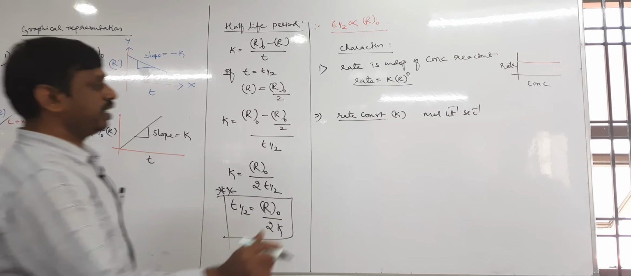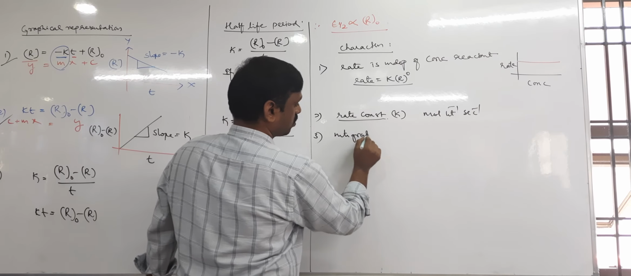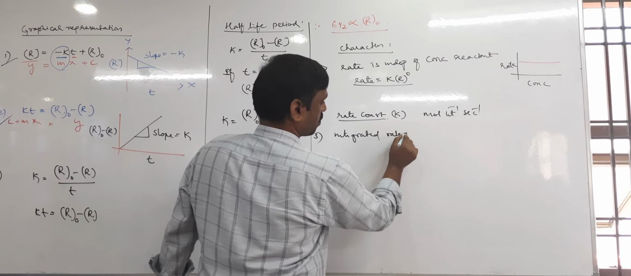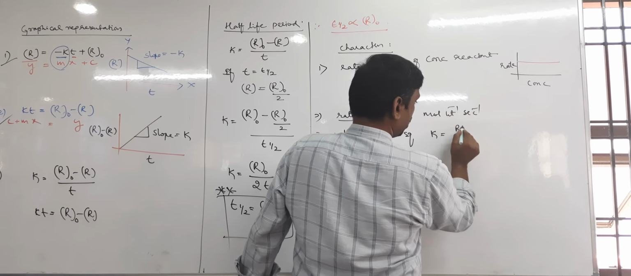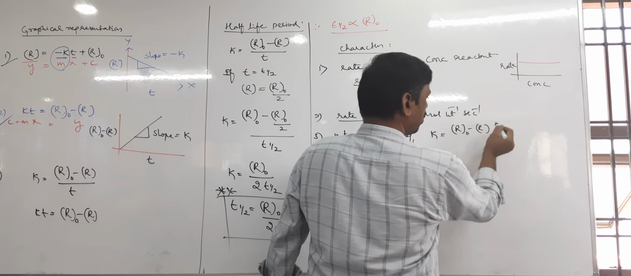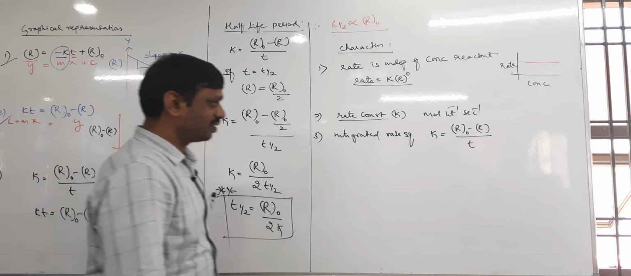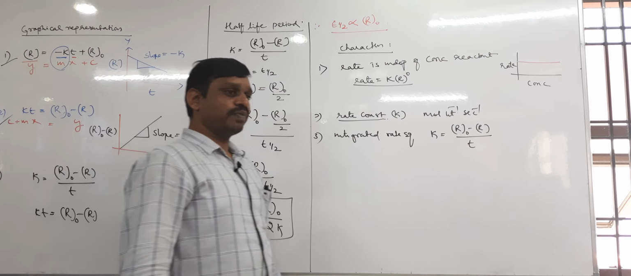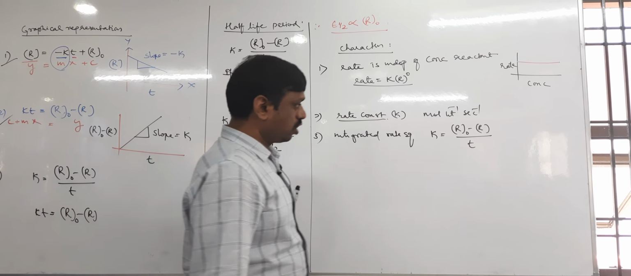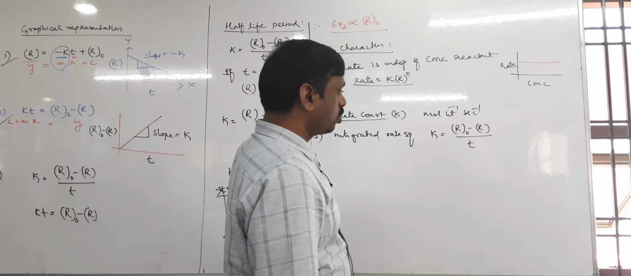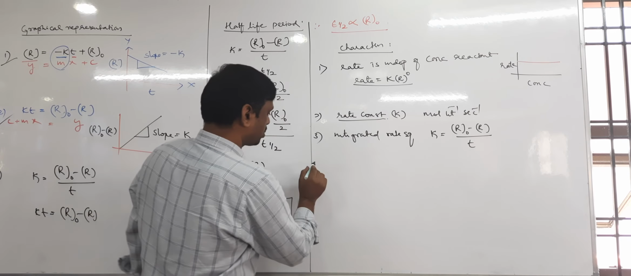Next 3. Third one is integrated rate equation. Write directly. What is the integrated rate equation for zero order reaction? K equal to R naught minus R. Tell me, among R naught and R which is greater? R naught. Very good. By T. R naught minus R by T. It is the integrated rate equation for zero order reaction. You have drawn the graph above already. Okay. Next, fourth one.